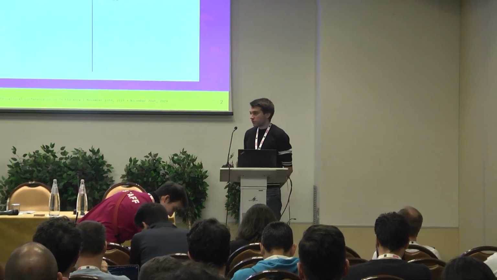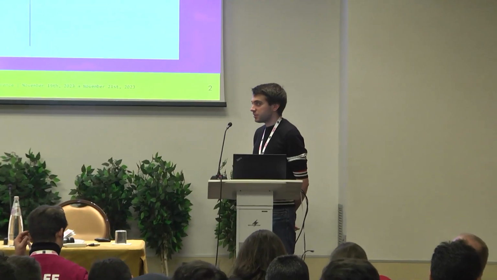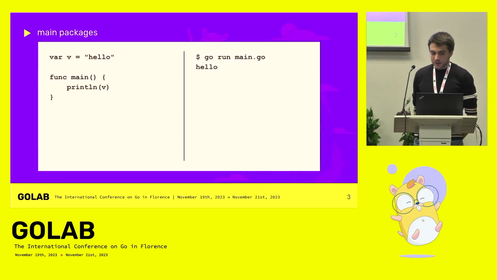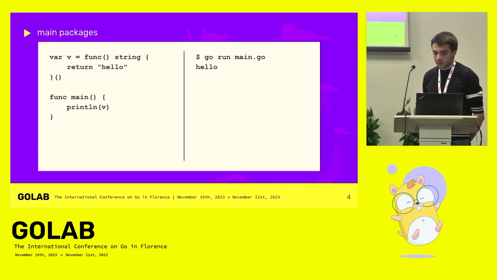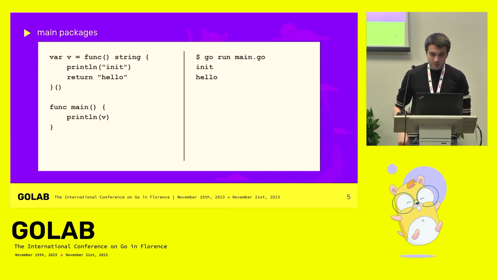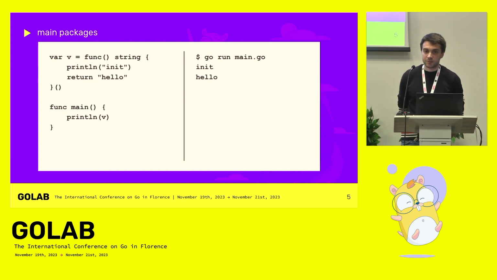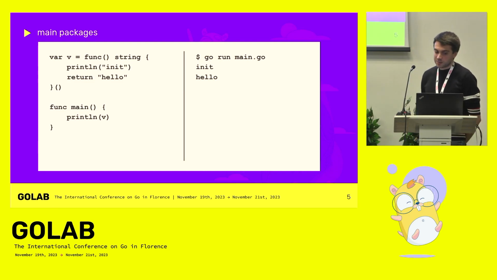So just to make sure that we're all on the same page, let's look at a very simple main package. I omitted the package line just because otherwise I'm going to run out of space. This one just prints hello. What if I have a global with that same string value? Nothing exciting, same result. What if the global calls an anonymous literal function that returns that string? Same result. But this is where it starts getting interesting. What if that function has a side effect, like, for example, printing init? So that happens first, then the return happens, and then main prints that value, right?